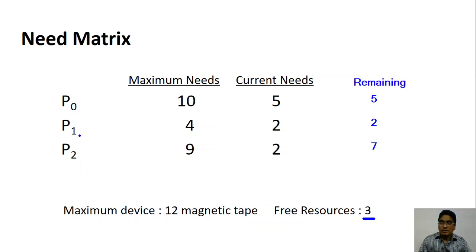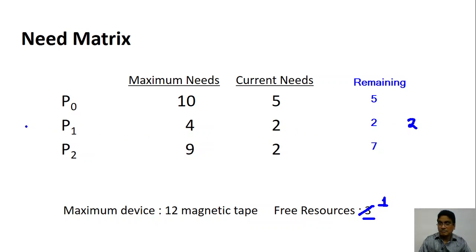Okay, you come to P1. What is the remaining balance with P1? 2. How much do you have? 3. So you give 2 out of this. You give 2 to P1. What is remaining with you now? Remaining with you is 1. So 3 were there. You gave 2 to them. 1 is remaining with you.